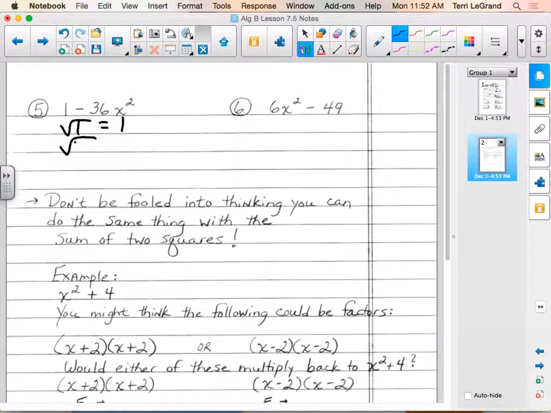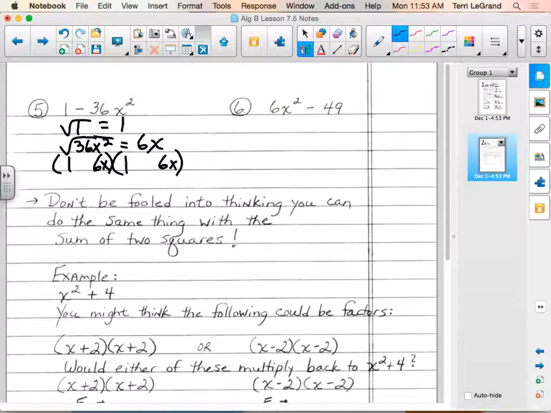And can we take the square root of 36x squared? Yeah. Okay, what is it? 6x. Okay. Now this is really, really, really important. Just like the rules say, after you take the square roots, the factors start with the square root of the first term. They end with the square root of the other term. So what do these have to start with? The square root of the first term is 1. They have to start with 1. They have to end with 6x.